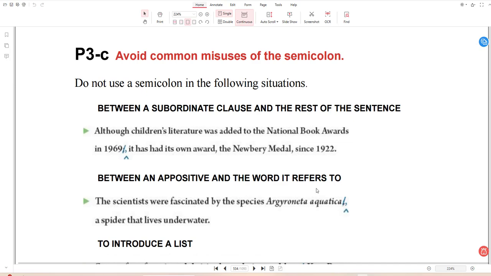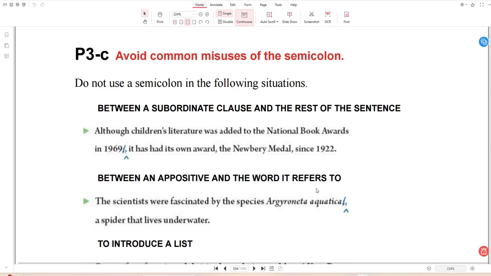Avoid common misuses of the semicolon. Do not use a semicolon in the following situations: between a subordinate clause and the rest of the sentence. Although children's literature was added to the National Book Awards in 1969, and you don't put a semicolon after 1969, you put a comma, it has had its own award, the Newbery Medal, since 1922.